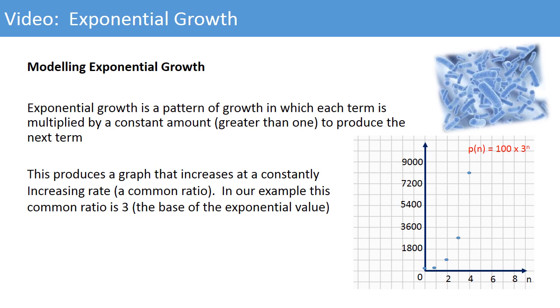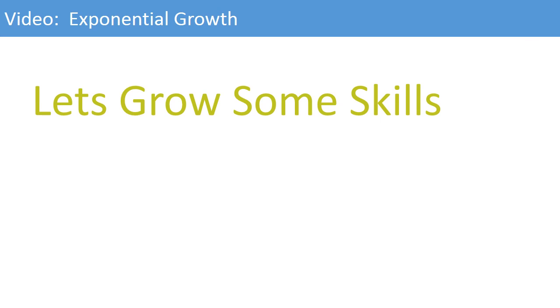Exponential growth, then, is a pattern of growth where each term is multiplied by a constant amount, which is greater than 1, to produce the next term. This produces a graph that increases at a constantly increasing rate from a common ratio. In our example, this common ratio is 3, which you might notice is the base of the exponential value in the equation. Let's grow some skills.